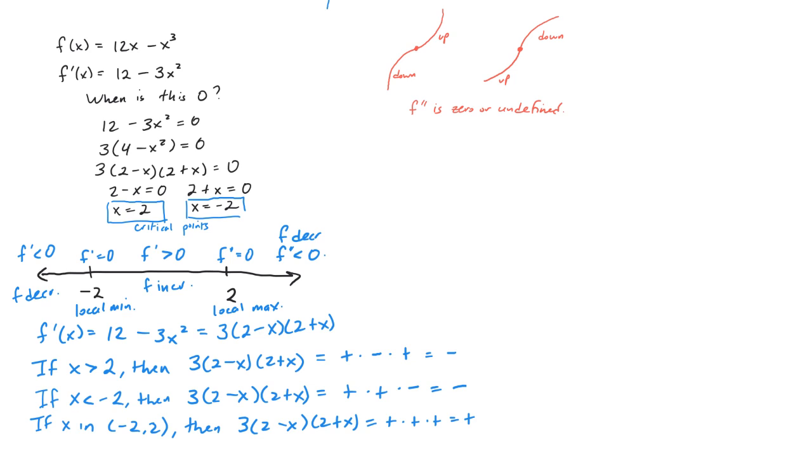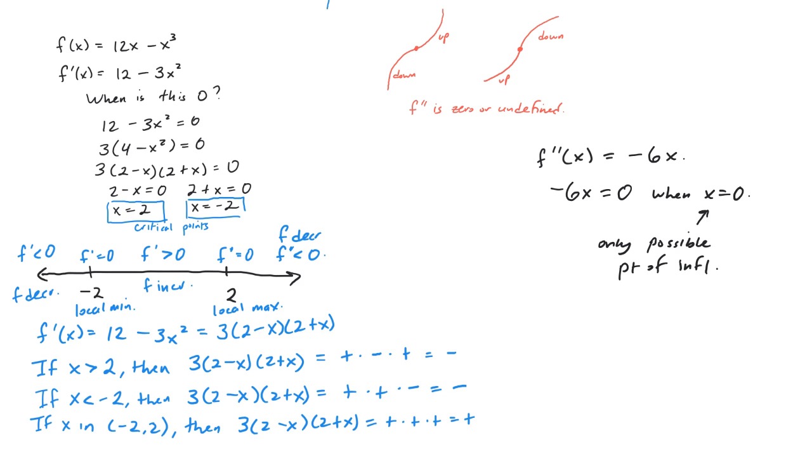Now to find inflection points, I'm going to look at f double prime of x. I know that the first derivative was 12 minus 3x squared. So the second derivative is going to be -6x. The only place where that's 0 is when x equals 0. So that's the only possible point of inflection. But to find out whether it's an actual point of inflection, you need to determine whether the concavity of f changes at that point.